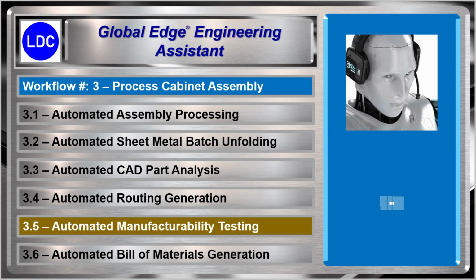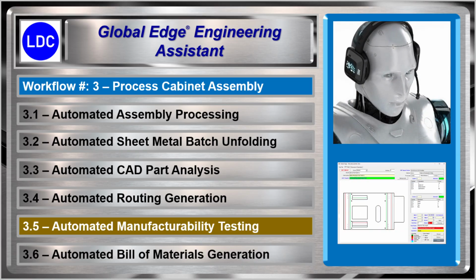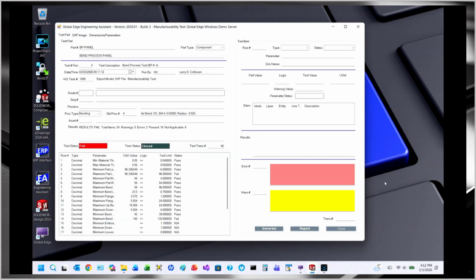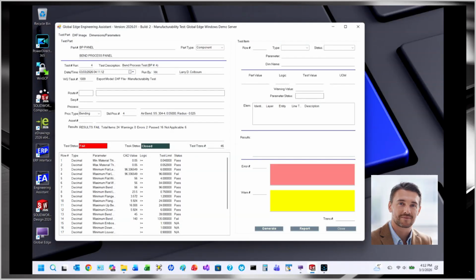This step illustrates the automated manufacturability testing capabilities to identify potential sheet metal fabrication errors before parts leave engineering. The Test Part tab displays the individual tests that were performed on the selected sheet metal part. The CAD Value column displays each of the CAD part parameters that are contained in the sheet metal CAD model. The Test Limit column displays the test limit values that are defined in the matching BEN process. The Status column displays whether the CAD part parameter value falls within the BEN process limit by indicating either Pass, Fail, or Warning, which indicates it could be a potential issue.